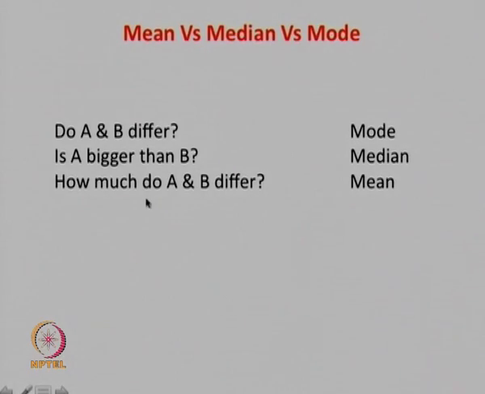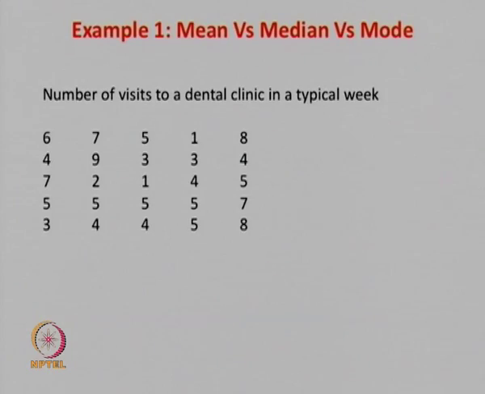And last, if you want to quantify the extent to which A and B differ, in that case we can report the mean. Okay. So, there are different contexts in which you might use a mean, a median, or a mode. Let us go through a few examples where we compute all these three quantities.